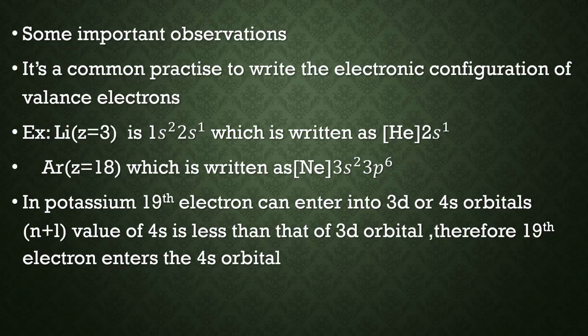Some important observations from this table. It's a common practice to write the electronic configuration of valence electrons. Already we see lithium, Z equals 3, is 1s2 2s1, which is written as [He] 2s1. Argon, Z equals 18, can be written as [Ne] 3s2 3p6. In potassium, the 19th electron can enter into 3d or 4s orbitals. But n plus l value of 4s is less than that of 3d orbital. Therefore, the 19th electron enters the 4s orbital.